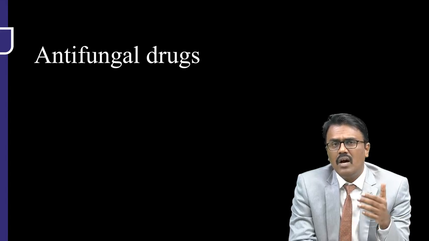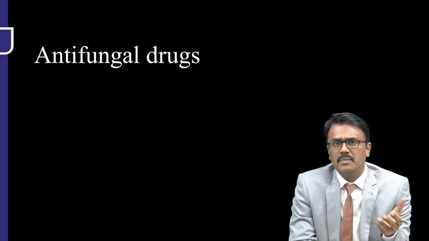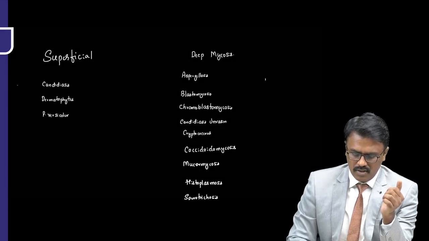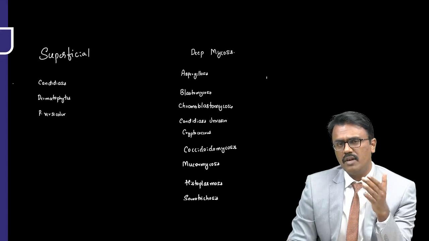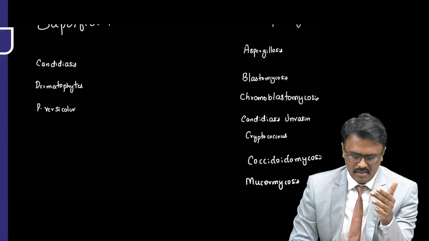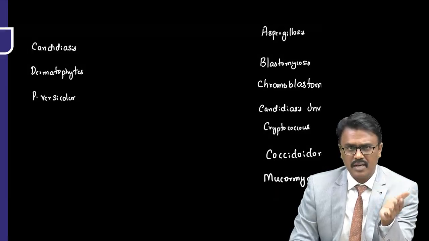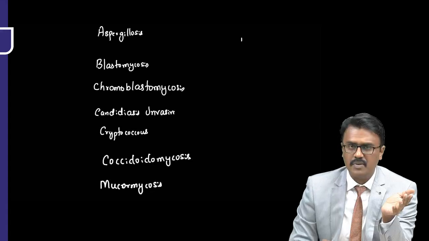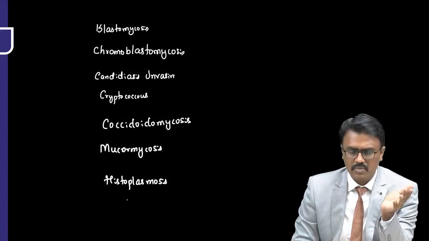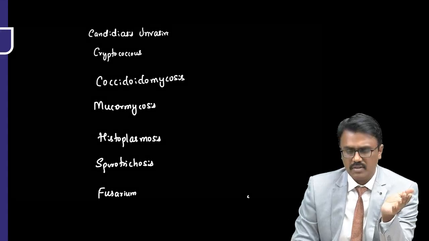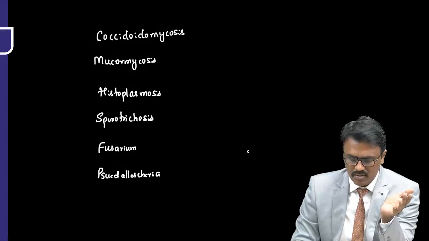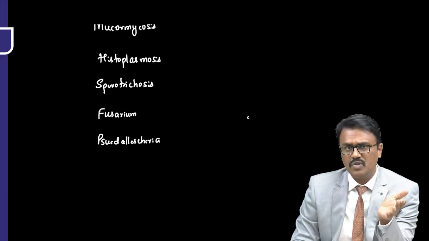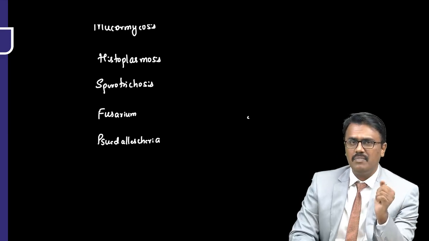So let us understand how do we kill this fungus or how do we stop the multiplication of this fungus. Before I begin, there are two important infections to deal with: superficial fungal infection and deep fungal infection. We'll come to this slide later. It's just an introduction for you. What we see superficially is candidiasis, dermatophytic infections, and pityriasis versicolor. Then deep are aspergillosis, blastomycosis, chromoblastomycosis, invasive candidiasis, cryptococcosis, coccidioidomycosis, mucormycosis, histoplasmosis, sporotrichosis, and fusarium and pseudallescheria. These are the deep fungal infections.